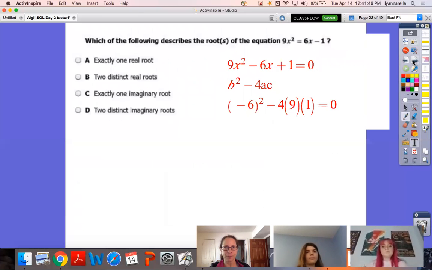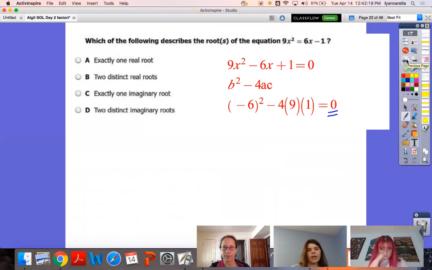So this is one of those where they want the discriminant, so you move everything to the same side. So I moved the 6x over and the negative 1 over, and then I did b squared minus 4ac. So b was negative 6 squared, a was 9, c was 1, and I got 0. How many solutions do you get if you have a 0 for your discriminant? Is it 1 real, 2 distinct real, 1 imaginary, or 2 imaginary? A. It is 1 real. Very good. All right.